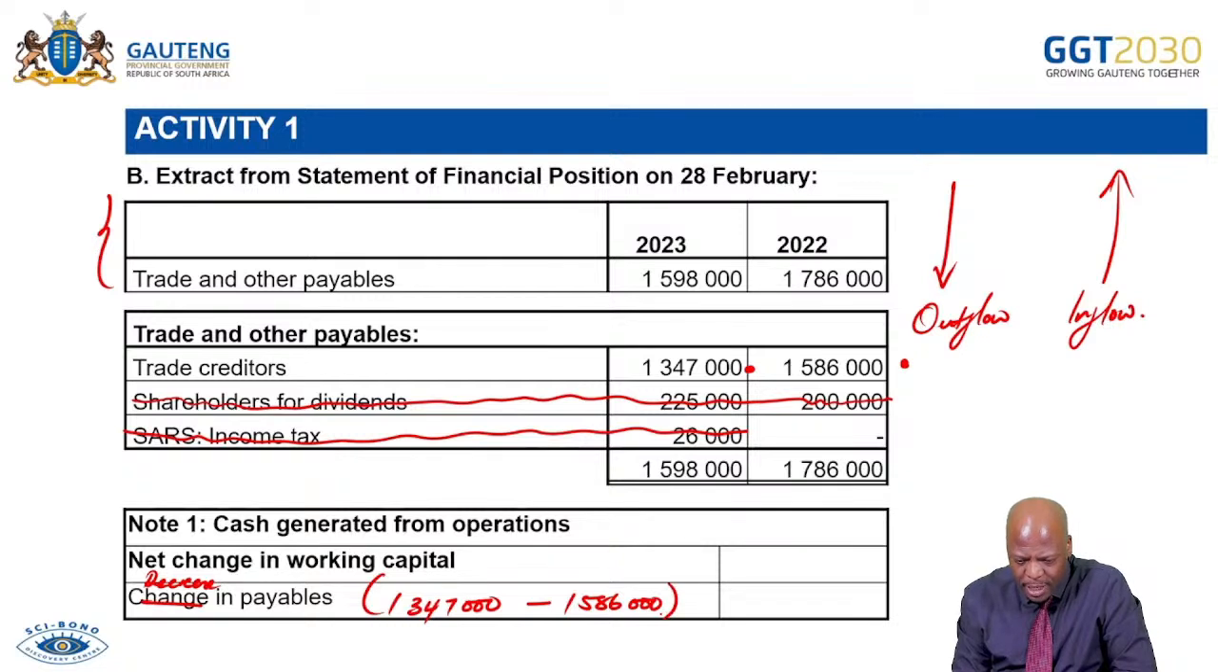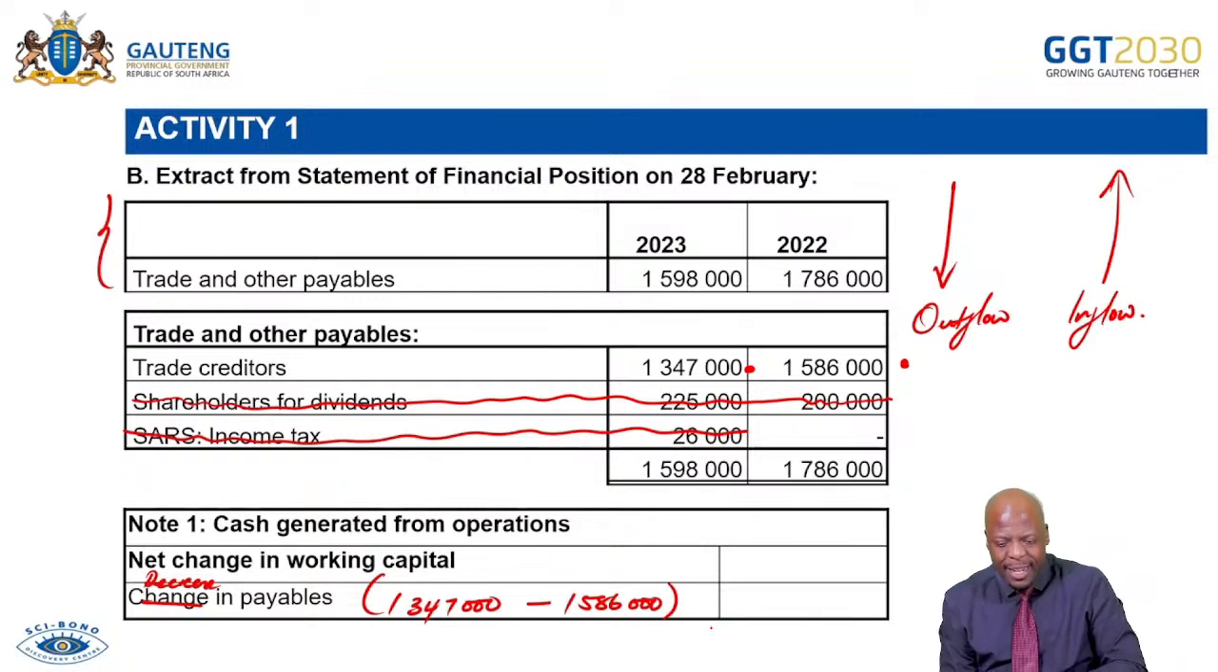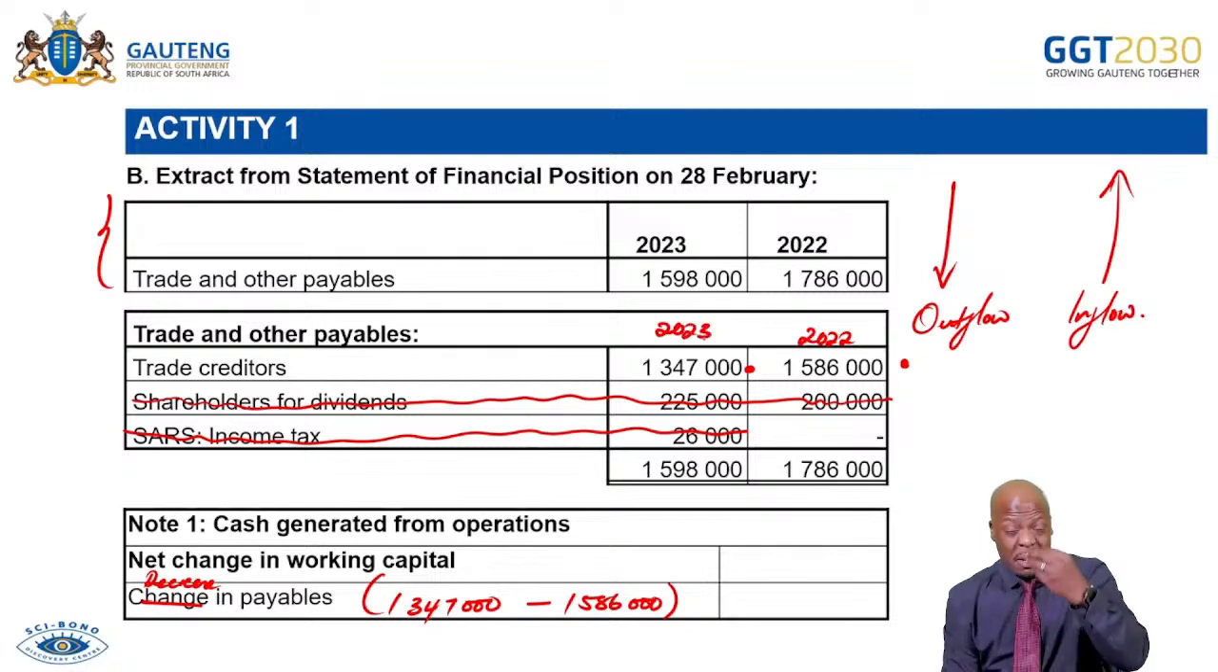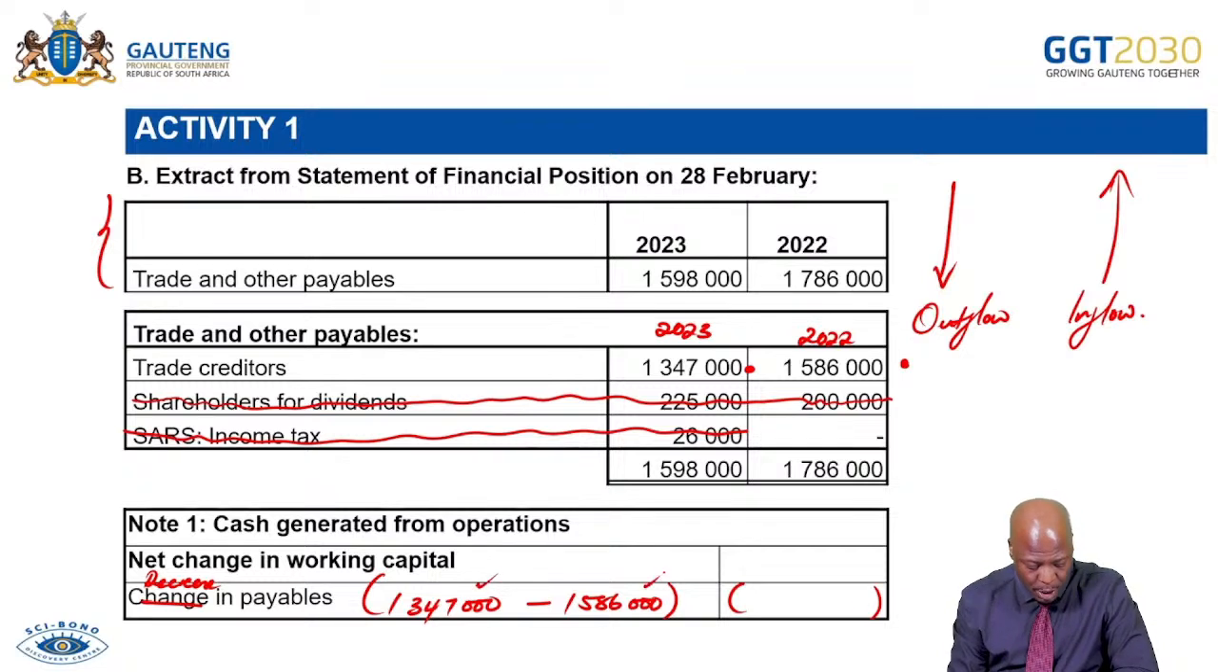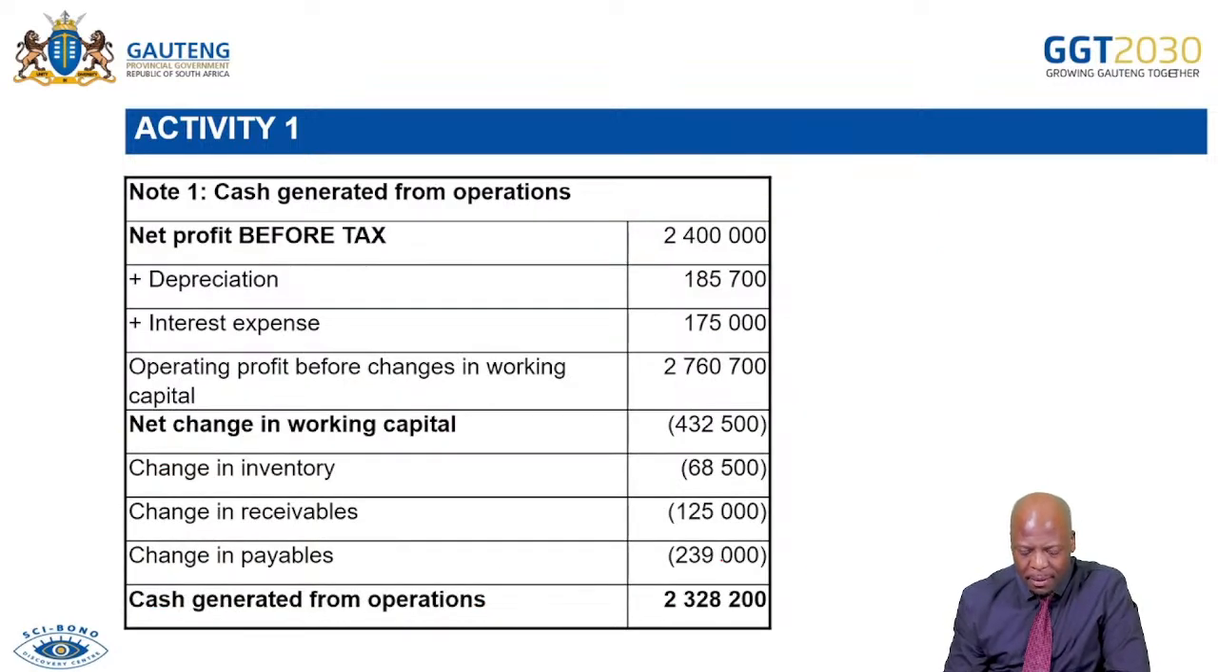1,586. All right. Now, remember, it is a decrease from 2022 to 2023. It is a decrease. That means we have paid. Once we pay, it's a cash outflow. So that means already here, I have my brackets ready. Then I just need to get the difference between these two figures, which is how much on your calculators? 239,000. Okay, 239,000.